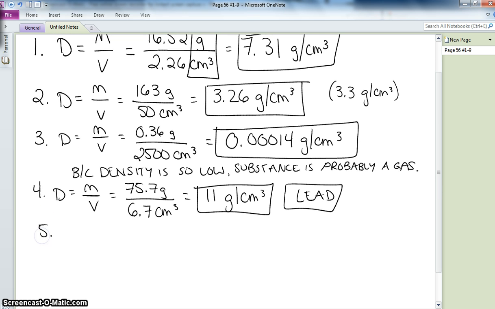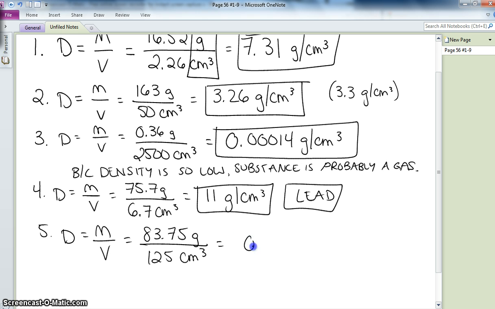All right, moving on to number 5. The mass of a 125 cubic centimeter piece of material is 83.75 grams. Determine the density of this material. So we are finding density again. Let's put our formula, mass divided by volume. If you go back and read the problem, it says the material is 83.75 grams. That is our mass. And it is 125 cubic centimeters as a volume. So you plug it in, you get 0.67 grams per cubic centimeter.